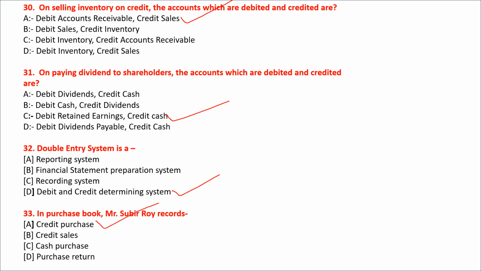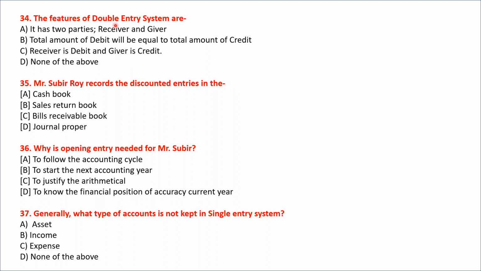अगला क्वेश्चन देखते हैं. The features of double entry system are option है it has two parties receiver and giver, total amount of debit will be equal to total amount of credit, receiver is debit and giver is credit and none of the above. So इसका right answer होगा option A and B. Both option A and B are the right answer of this question.